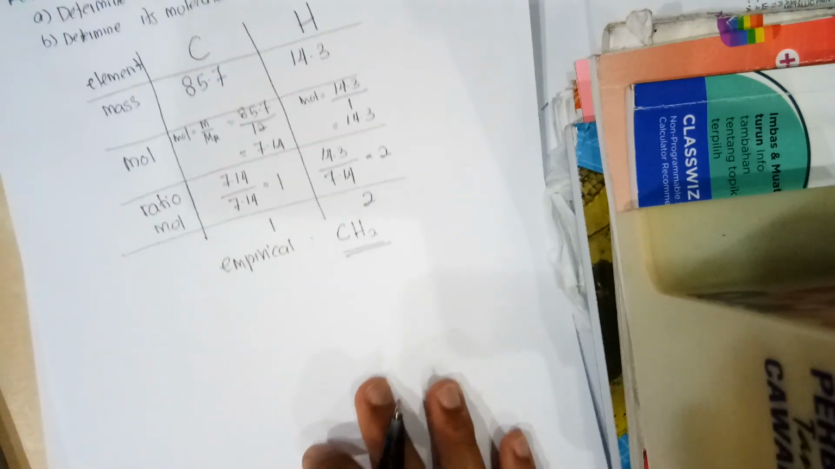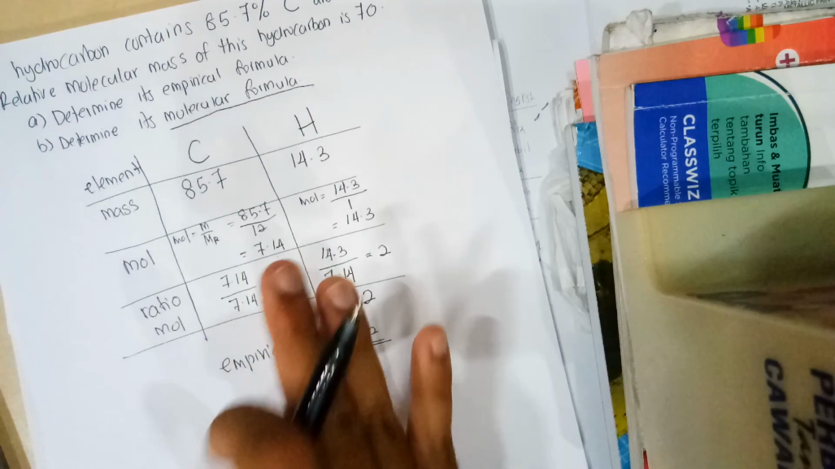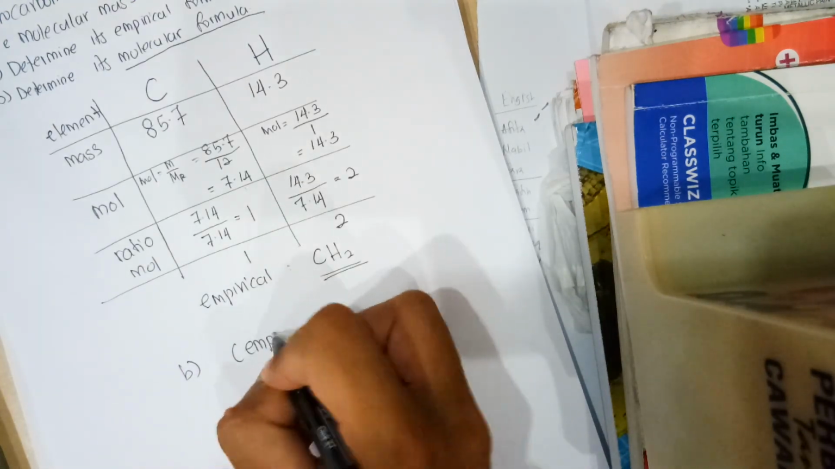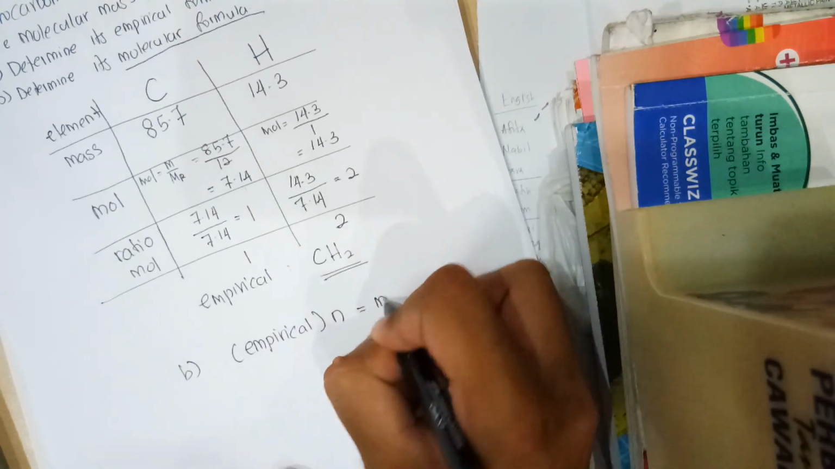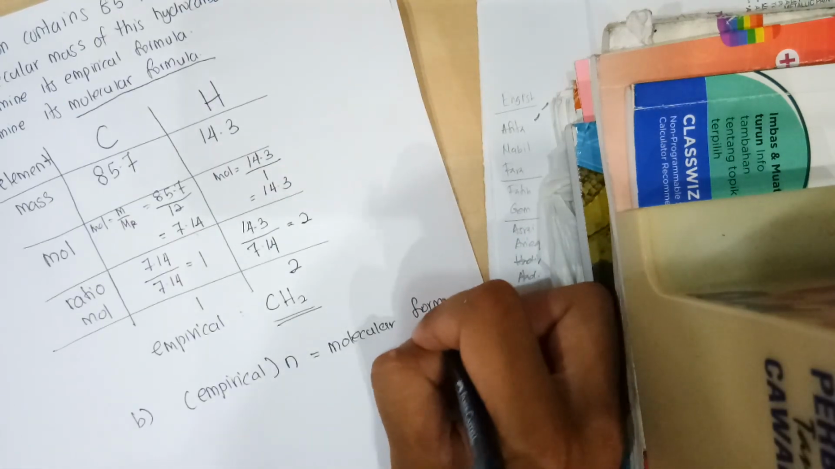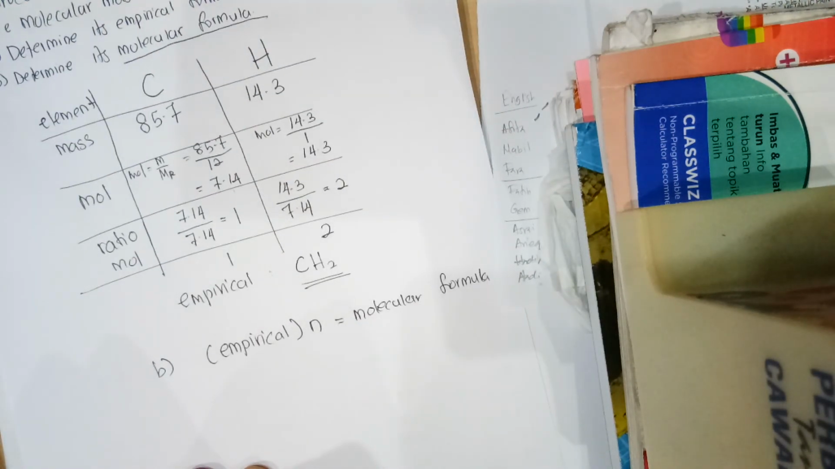The same method applies. The new part for you is the molecular formula. This table is used for empirical formula. For molecular formula, the formula you can use is M in bracket, empirical, times N, equals molecular formula. It's a very simple formula. First, you need to find N. What is N? N is a constant, a number.